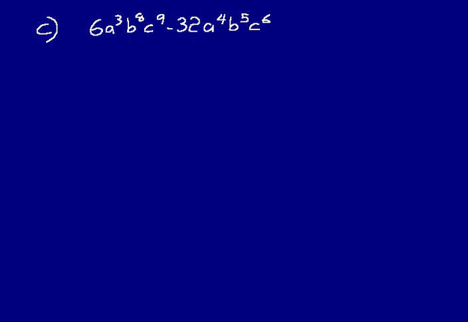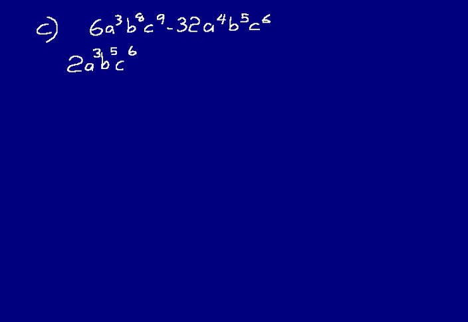Let's do one more factorization problem. Let's factor this expression out. And so first, just like always, we want to find our greatest common factor. We start with our numbers. We look at the 6 and the 32, and we see that they both have at least a 2 in common. So we put the 2 out here. Then we look at the a's. They both have at least a to the 3rd. The b's, they both have at least b to the 5th. And the c's, they both have at least c to the 6th.